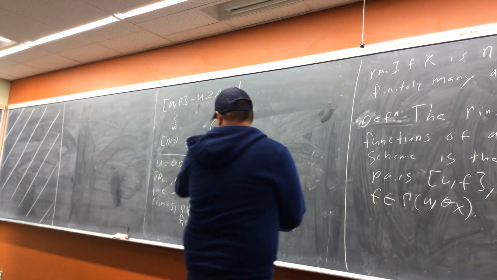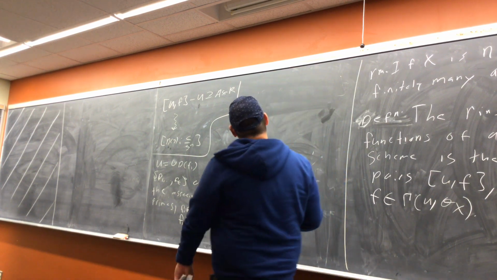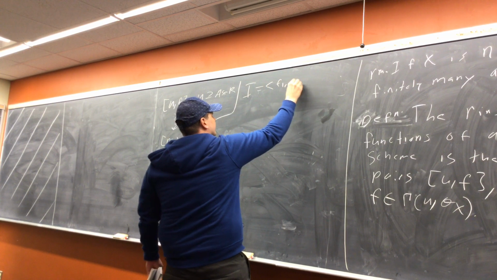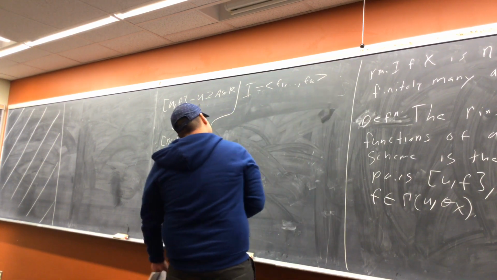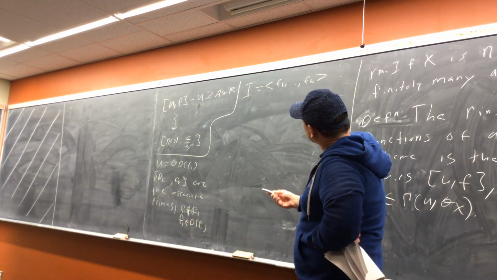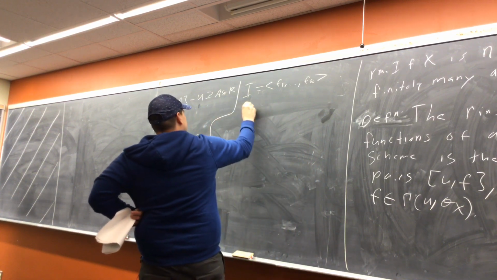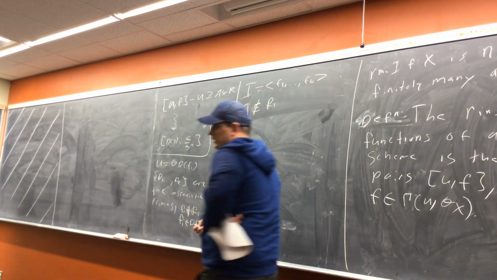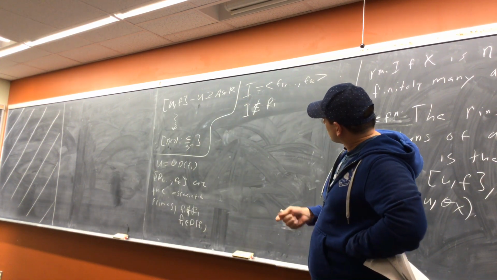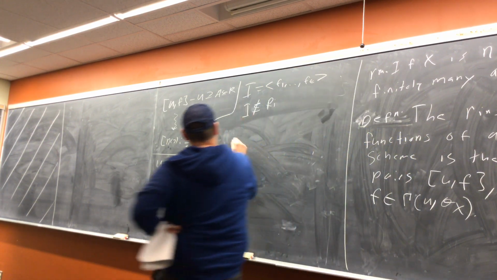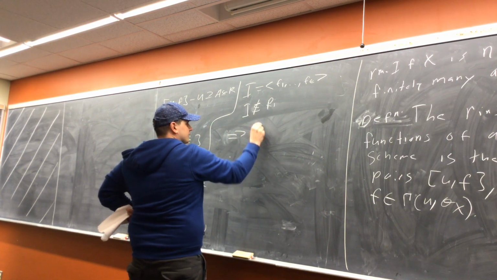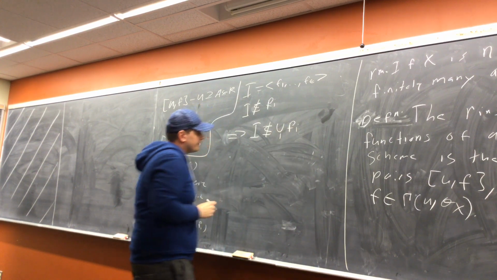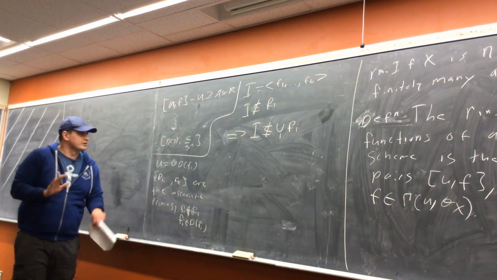So you take the first, let's say, T of these, and now you let capital I be the ideal generated by this. And so then we know that I is not contained in Pi. So what this really means is that, this implies that, right, this is the prime avoidance lemma.